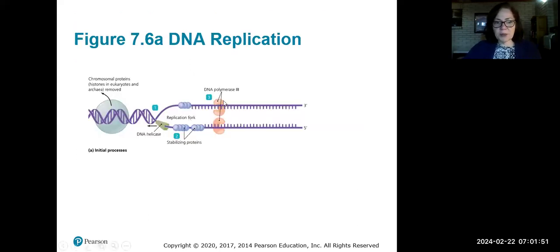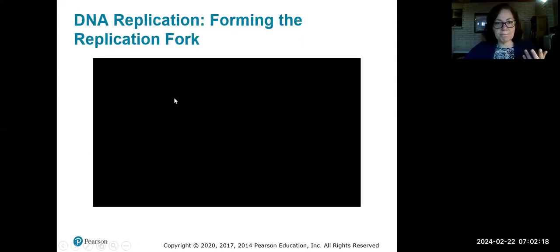The DNA polymerases. So here's the original DNA molecule, which has to be pulled apart. The enzymes that do the pulling apart are helicases. Remember, it's a DNA helix, so an enzyme called helicase is going to pull that helix apart. Some proteins have to come into place to keep the strands apart, and then DNA polymerase can do the copying.